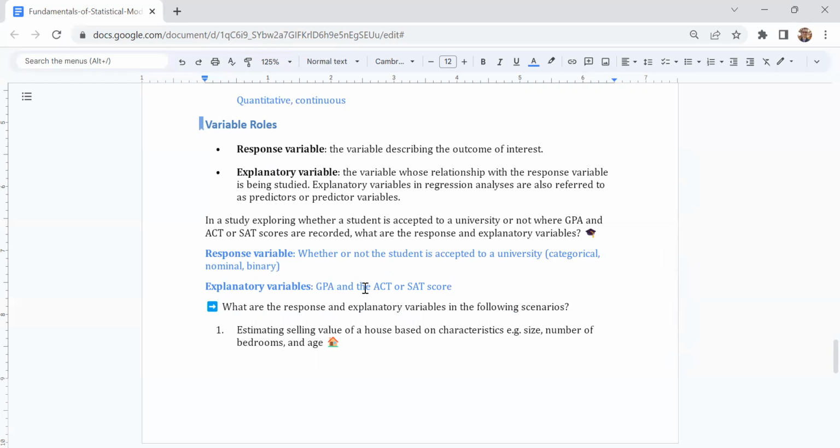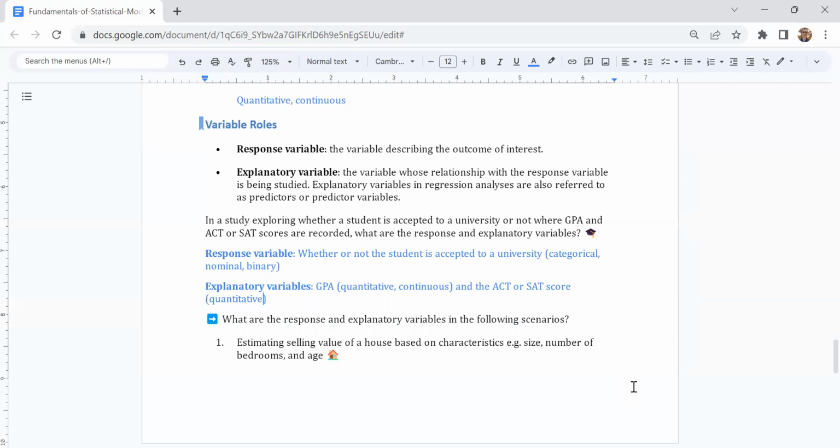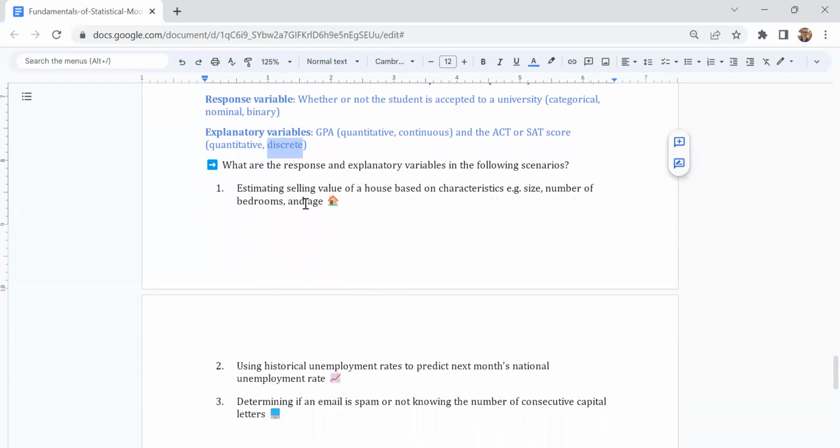Okay. And then for these variables, we have GPA, which is quantitative and continuous, and the ACT or SAT score, which is definitely quantitative. I've never taken the SAT, but I believe it comes in whole numbers. So technically, that is discrete. And I believe the ACT only comes in whole numbers as well, unless it's changed, but I've been out of high school for a long time. If you could measure it, I guess like a 28.42 on the ACT, then it would be continuous, but I believe it comes in whole numbers.